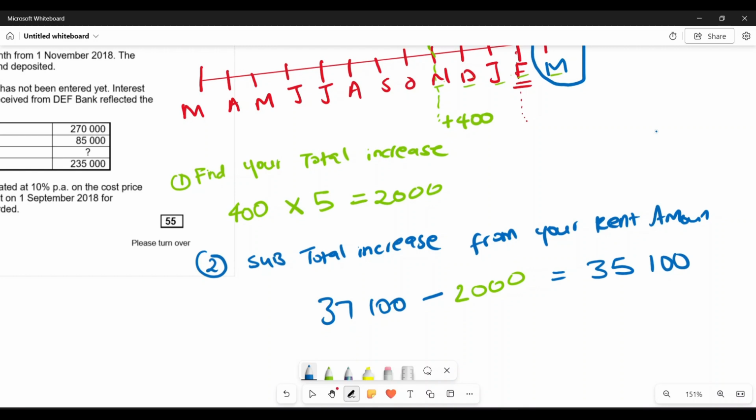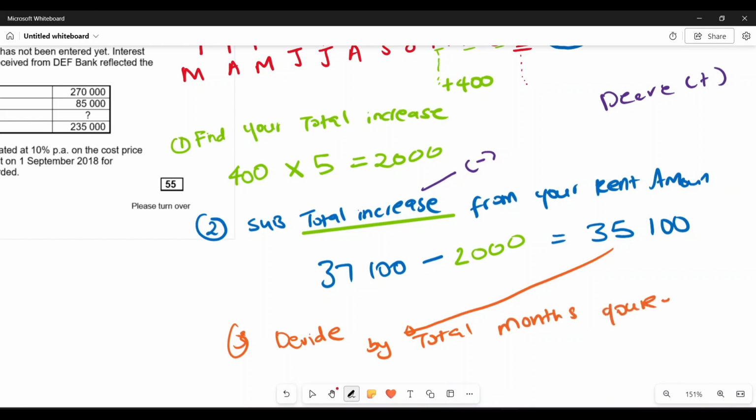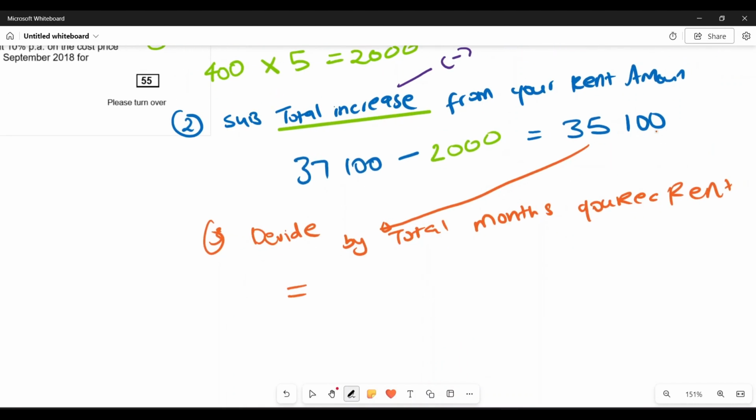Now, what if my rent was decreased? With regards to total increase, you subtract it; for a total decrease, you would have added it, right? So step 3, you're going to divide this amount by the total months you received rent for. If you divide it by the total months you received for, you're going to get your rent per month, before it was increased.